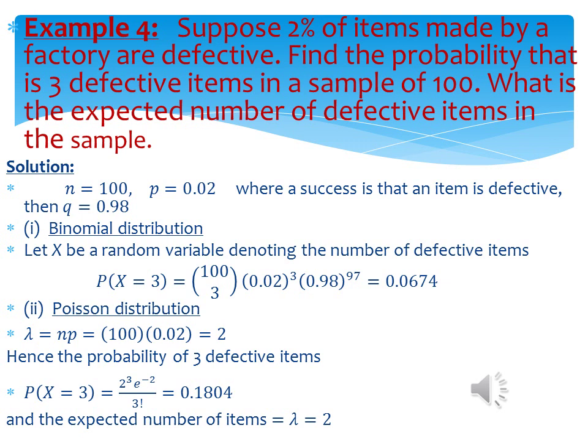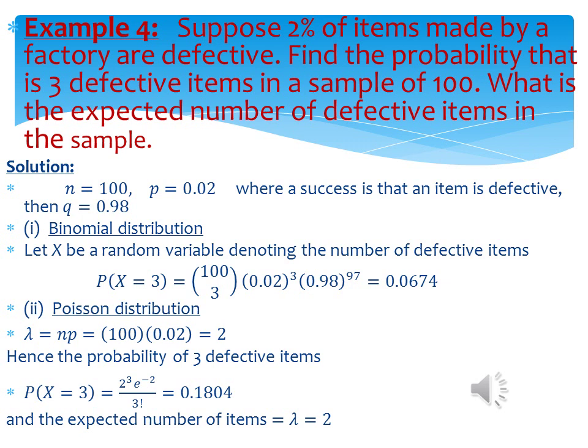We show here an example where we can distinguish between binomial and Poisson, and we see that Poisson is better for the probability. What does the example say? Suppose 2% of items made by a factory are defective. So the success here is defective, and the probability of success is equal to 0.02. Find the probability of three defective items, probability of x equal 3, in a sample of 100. So n equals 100. And what is the expected number of defective items in a sample?